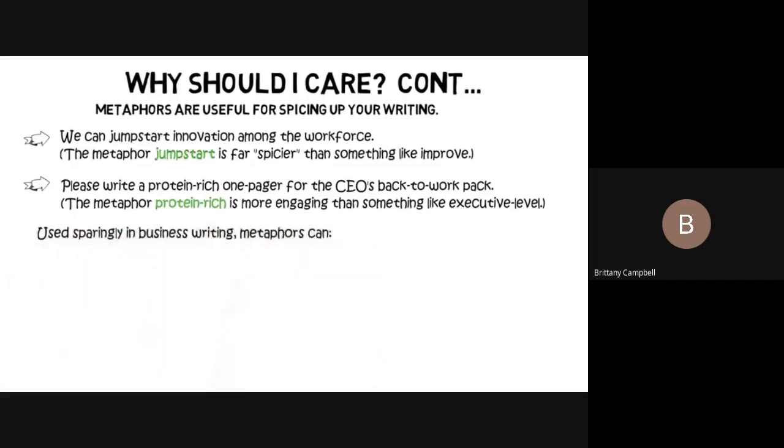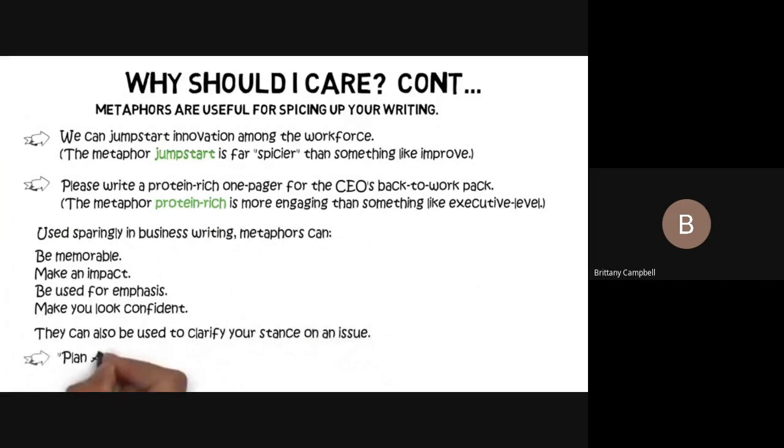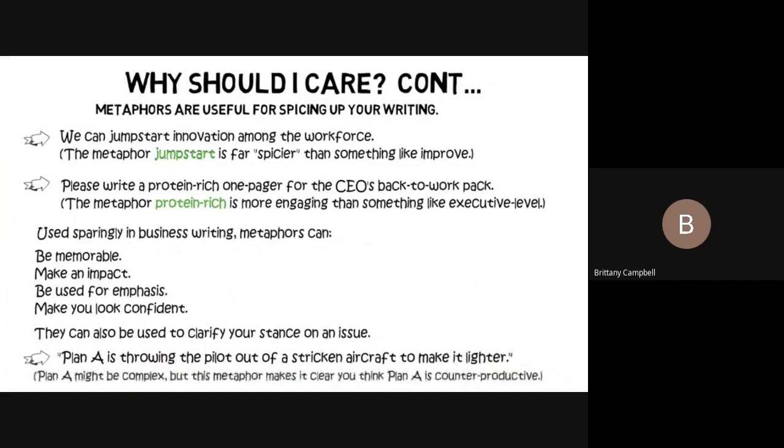Metaphors can also be used in business writing. And providing you use them sparingly, they can be memorable, impactful. They can be used for emphasis, and they can even make you look confident. They can also be used to clarify your stance on an issue. Plan A is throwing the pilot out of a stricken aircraft to make it lighter. Now, Plan A might be something complex, but this metaphor makes it clear you think Plan A is counterproductive.